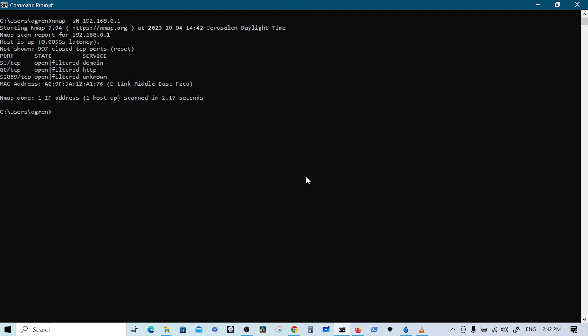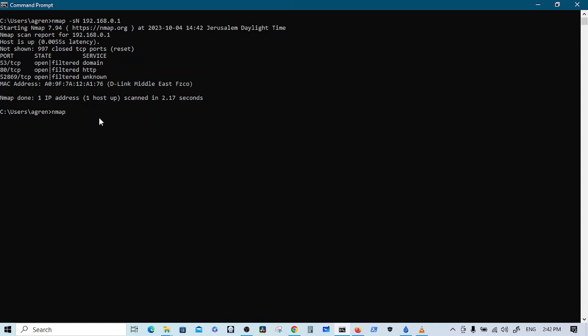What are their switches? The first one is the null scan, and it's nmap -sN and then the target 192.168.0.1. The null scan works by sending a TCP packet where the flags like push, urgent, fin, and so on, the send bit, all of these are set to be null. That's why it's called null. All right, now this is the null scan.